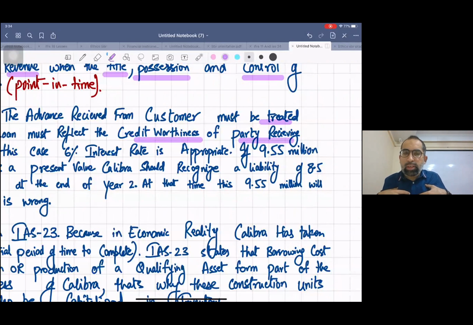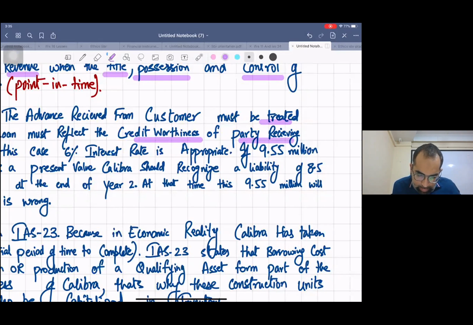So the interest rate used is linked to the creditworthiness of the party receiving, that means us. There is one more logic. Hope you studied F9. When you go to take a loan from any bank, they always check your creditworthiness and decide the interest rate according to it. The same thing IFRS is saying.